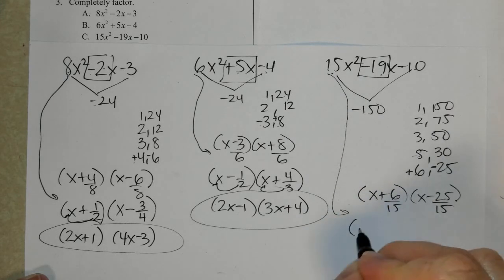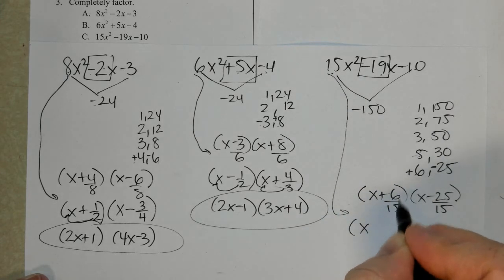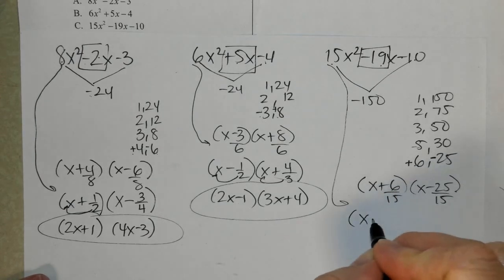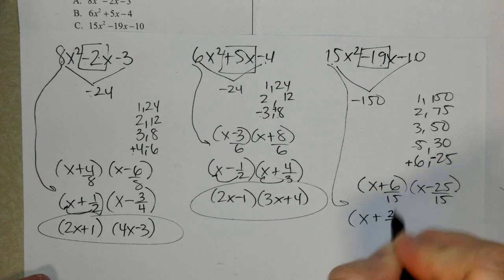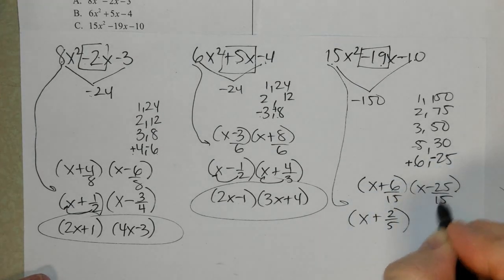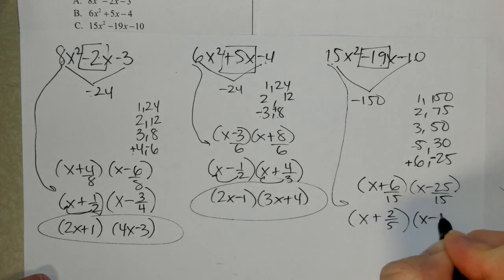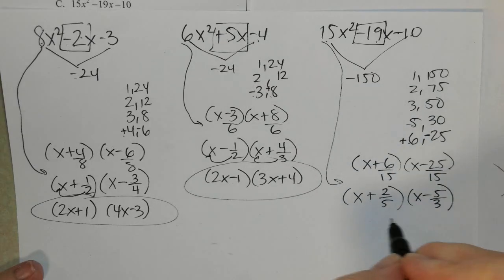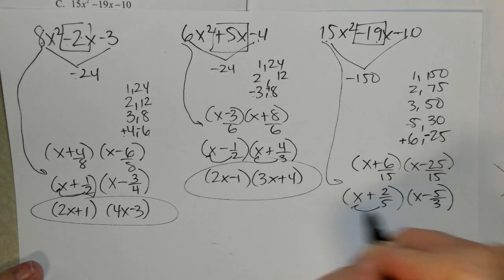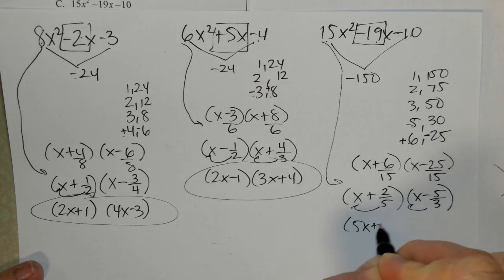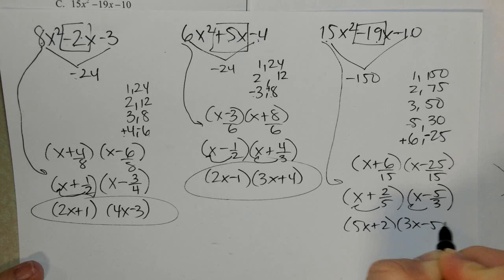So reduce. The largest number that goes into both of these numbers would be 3. Divide by 3 to get 2, divide by 3 to get 5. The largest number here that goes in is 5. Divide by 5 to get 5, divided by 5 to get 3. Once you've reduced the fractions, if you still have a fraction, you need to do bottoms up. 5x plus 2 and 3x minus 5.